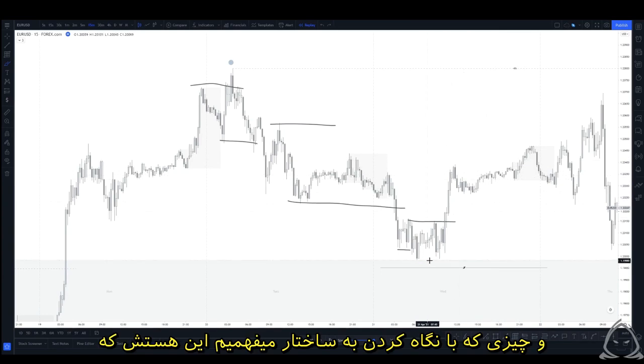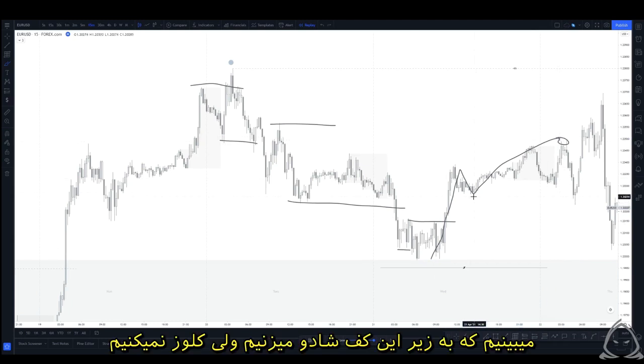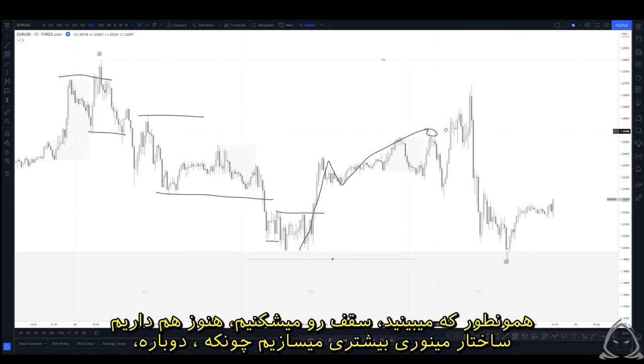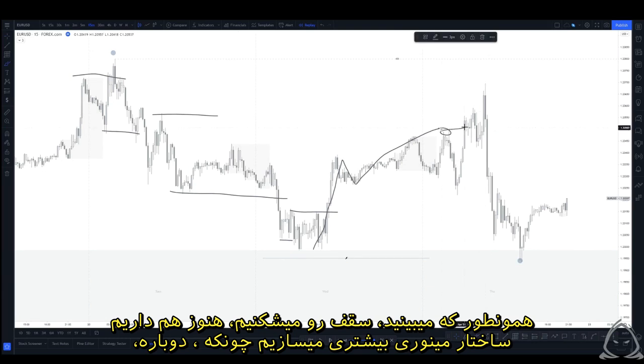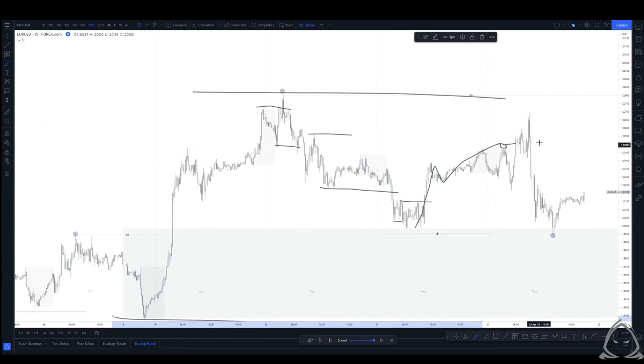And what we can actually see is when we're looking at our structure, this was the high that we would use. We can see as this low just gets run, but it doesn't break and close below. Not that it's a big deal, because as we can see, we break the high. We're still making more minor structure because, again, we're still caught in the overall larger swing range. And what we can see is price then creates this point.